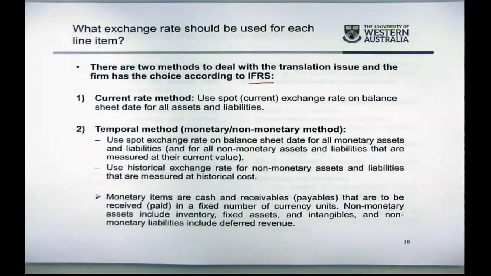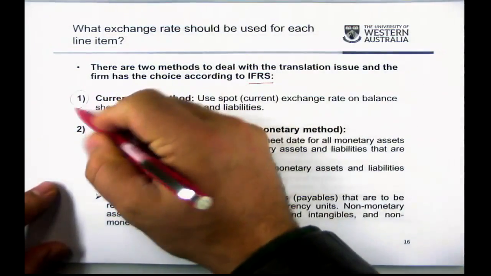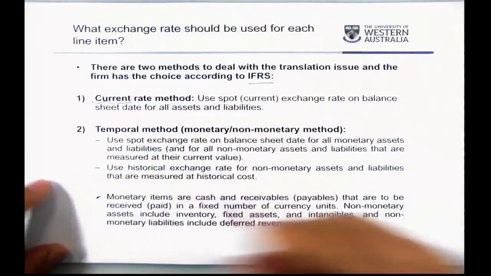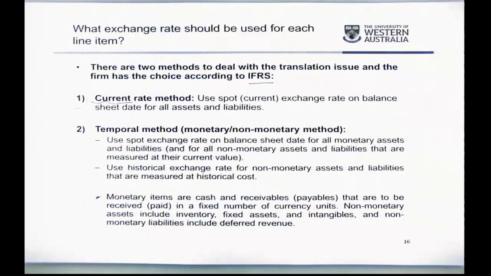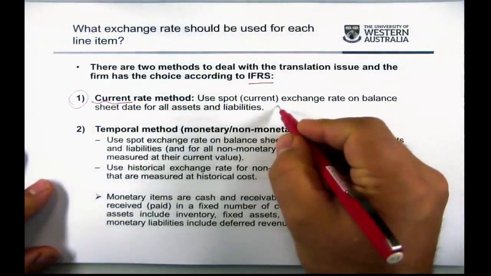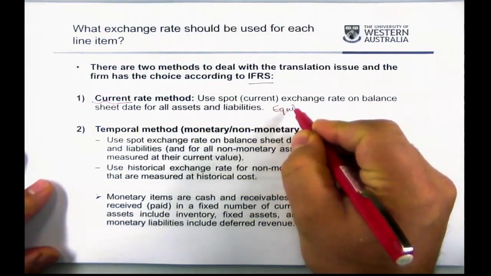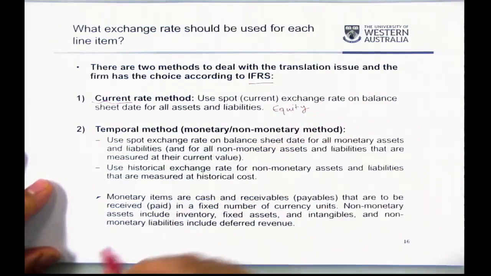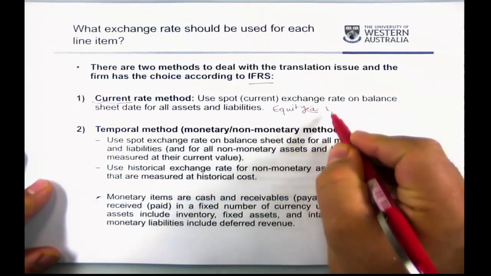The first method is the current rate method. As the name implies, it means that we should use the current exchange rate on the balance sheet date for all assets and liabilities. All assets and liabilities. What about equity? Equity should be translated at the historical exchange rate.